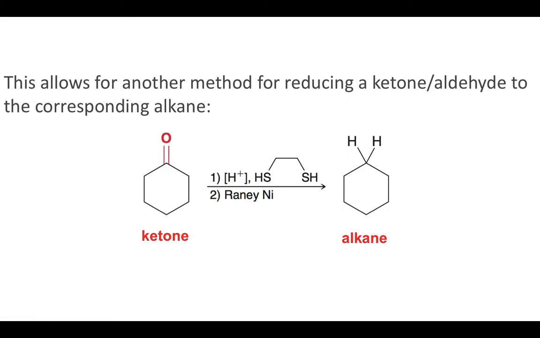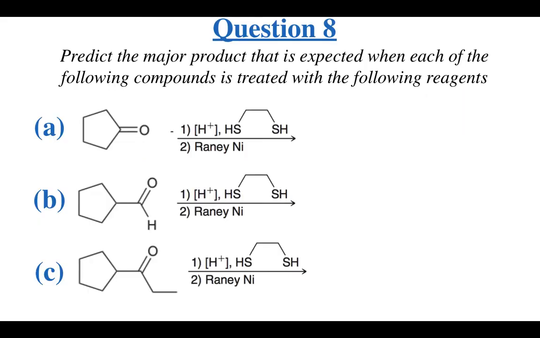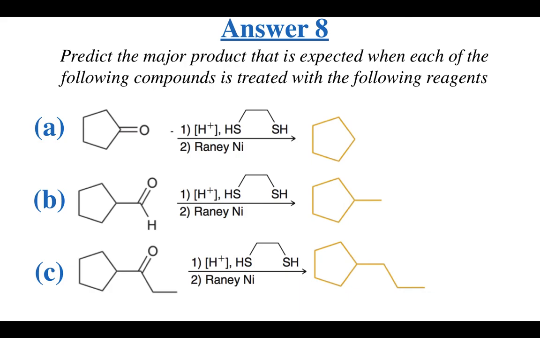So if that made sense to you, I hope you can now accomplish transformations using sulfur nucleophiles and that you can answer this question. So predict now the major product that is expected when each of the following substrates, and you can give them their names to practice, is treated with the following reagents. So go ahead and pause the video so you can solve this problem and then check your answer. So these are the answers, students. We saw that they're all converted to the alkanes.